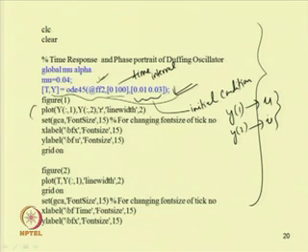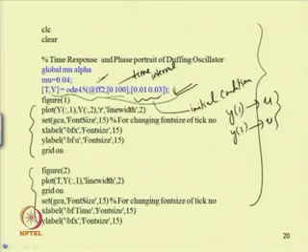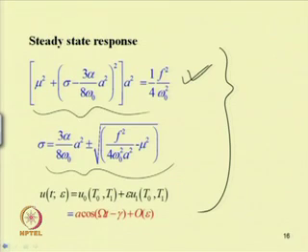So, these are for plotting. We will run the MATLAB code to show the response of the system. This is the code for finding the response. Now, let us see another code, written for finding the response using the method of multiple scales. Already we got this expression for finding the response of the system.